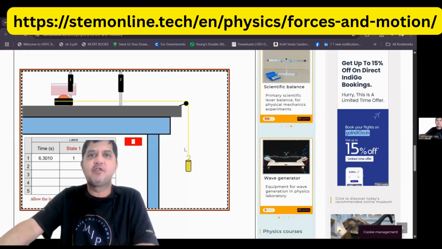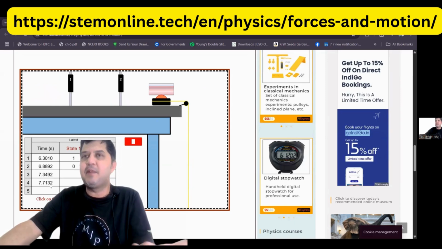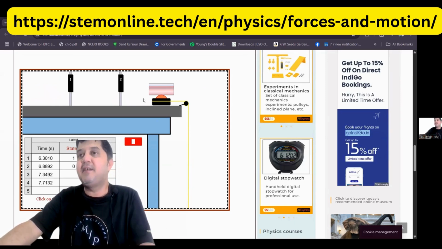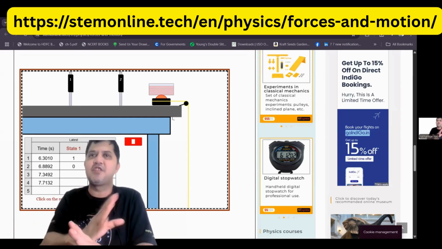So it moves slowly. The first state records 6.301, second 6.8892. Here, similarly, it records all these values, right? Once it is done and we have got these values, you take the difference between these two, and therefore you find out the time taken, and you can find out the average velocity, right? So this is how it will be useful, and then you can relate it to tension.